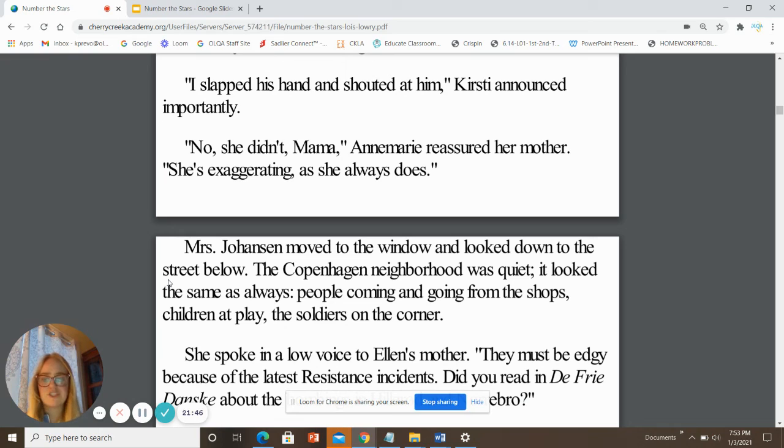People coming and going from the shops, children at play, and the soldiers on the corner.